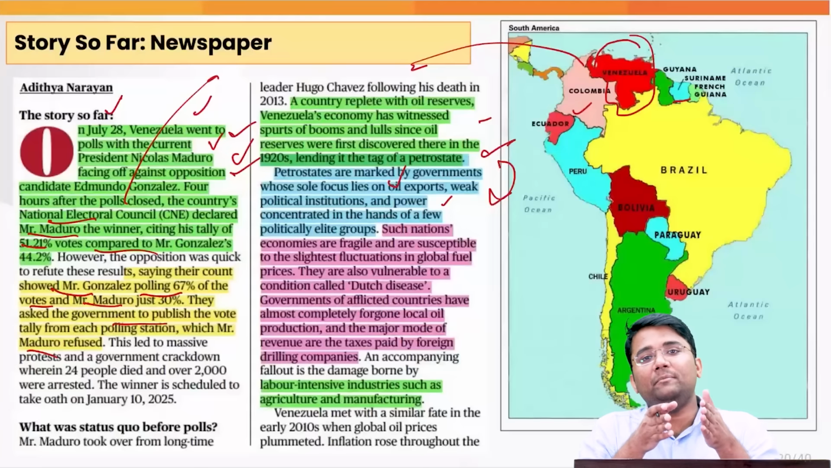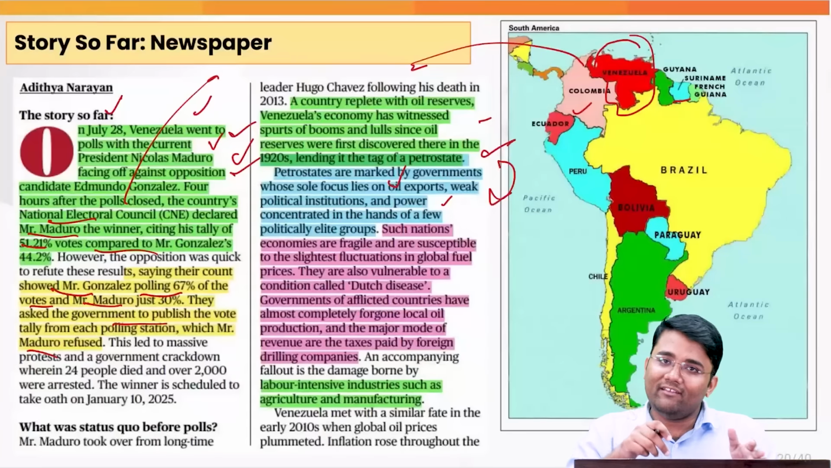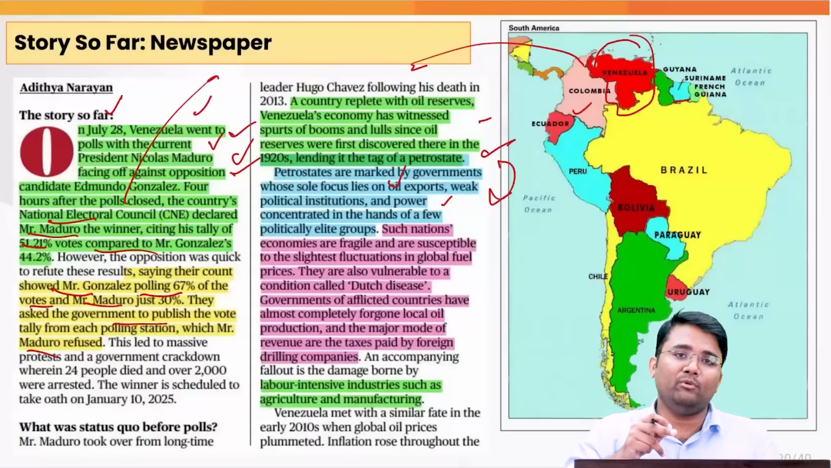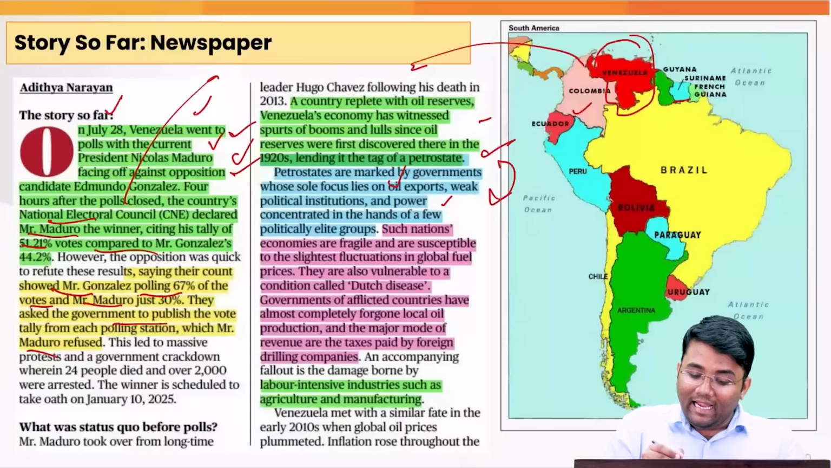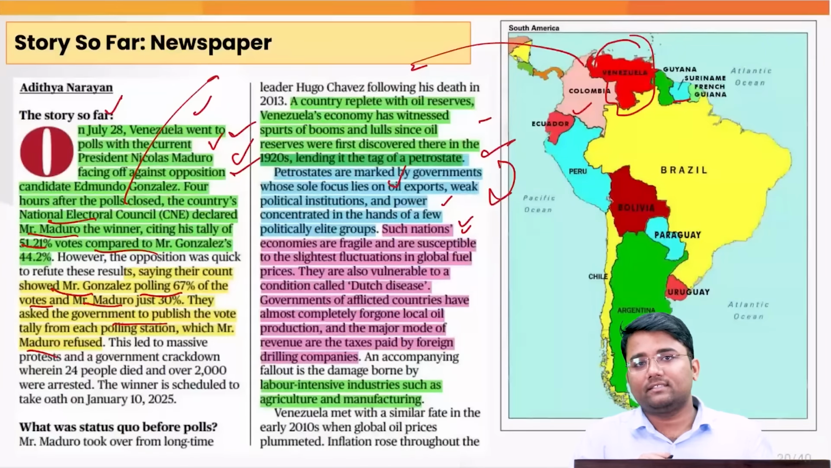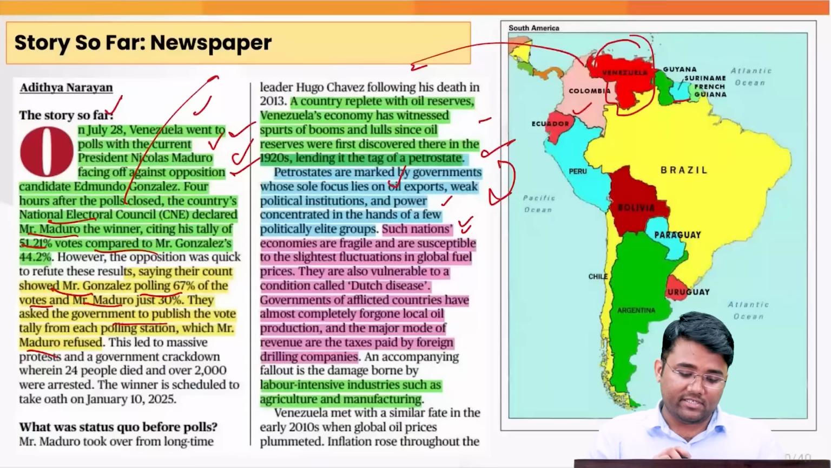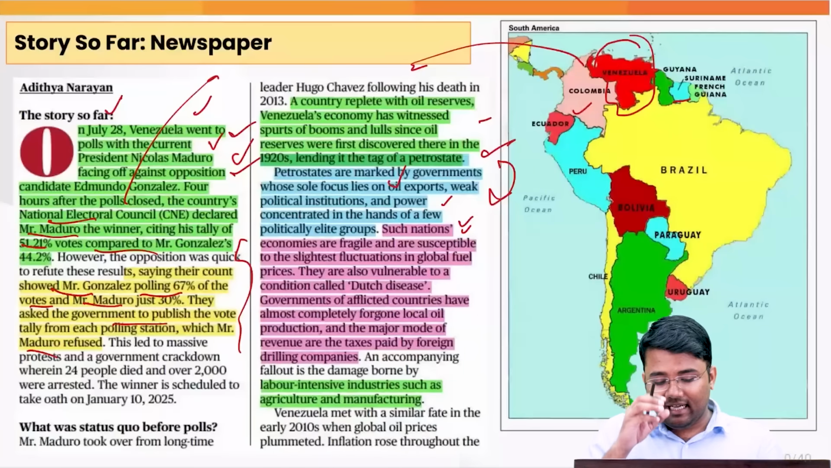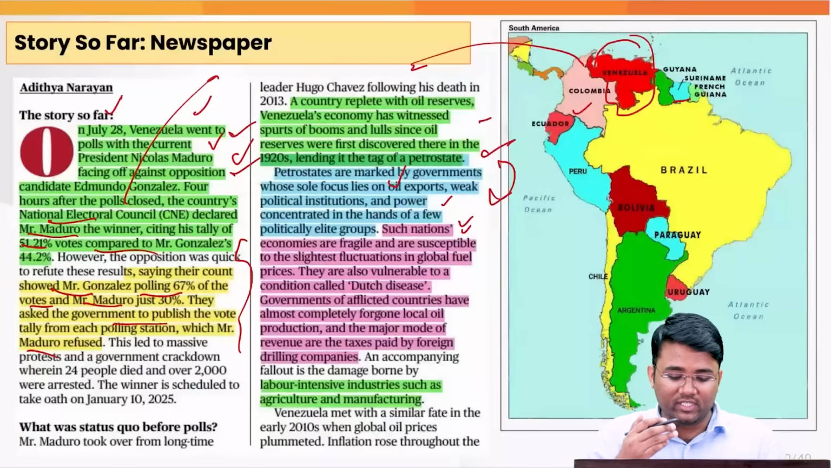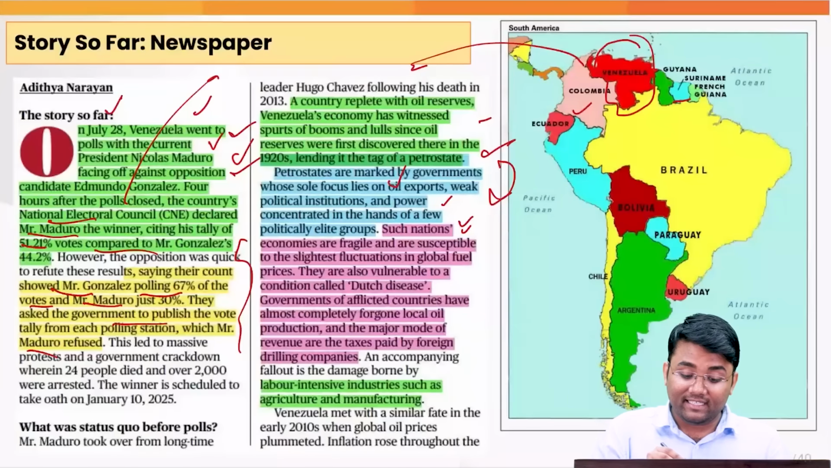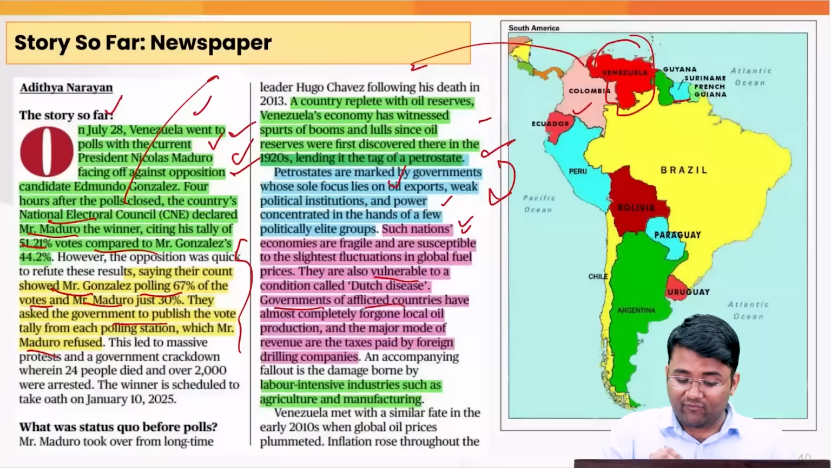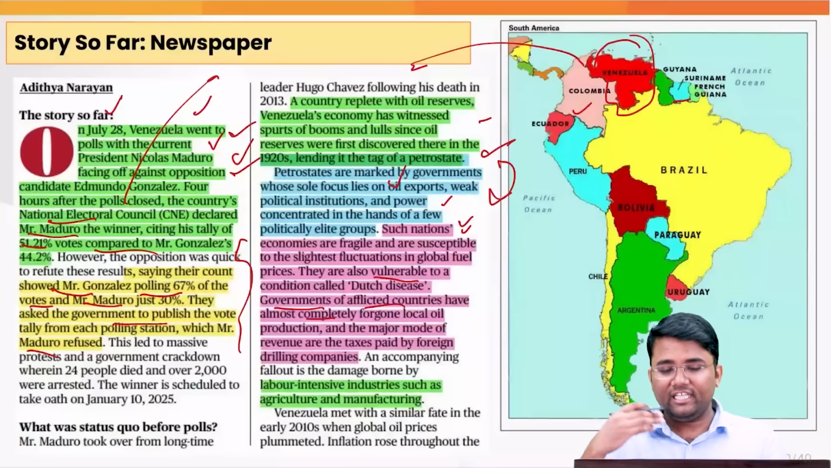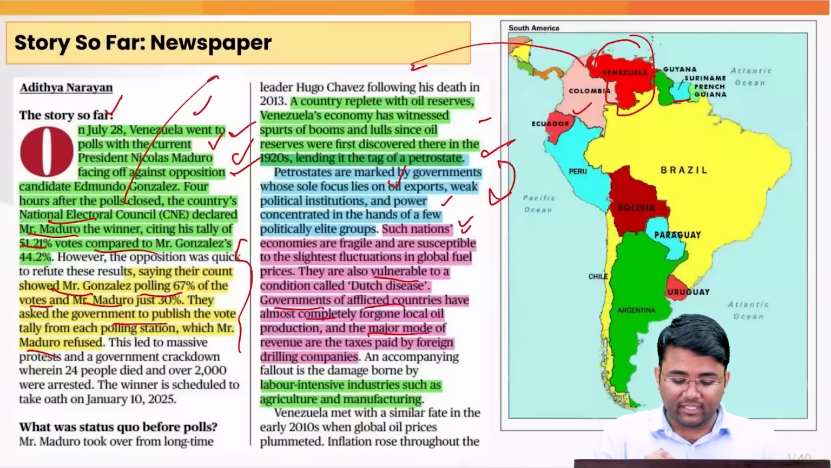So they are limited to one particular domain. Whenever the prices of oil fluctuate, their economy will also perish. As also suggested by this article itself, such nations' economies are fragile, susceptible to the slightest fluctuation in global fuel prices. They are vulnerable to a condition called Dutch disease, where governments of afflicted countries have almost completely forgone local oil production, and the major source of revenue is taxes paid by foreign drilling companies.